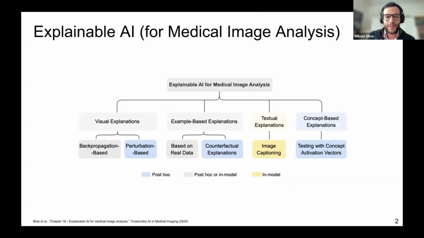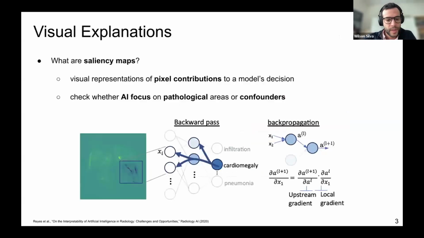Okay, so in terms of explainable AI, as I initially said, Mauricio mostly talked about visual explanations that can be computed in two different ways, either through backpropagation or through perturbation-based methods. But there are many other types of explainable AI that could be used for medical images or in general, one of which being example-based explanations, but also concept-based explanations and textual explanations, which can be in the form of image captioning or something a bit more sophisticated. And that is something that Isabel will talk about later.